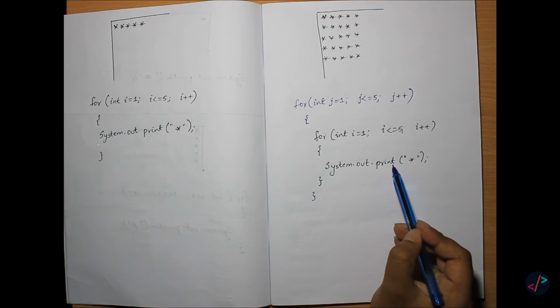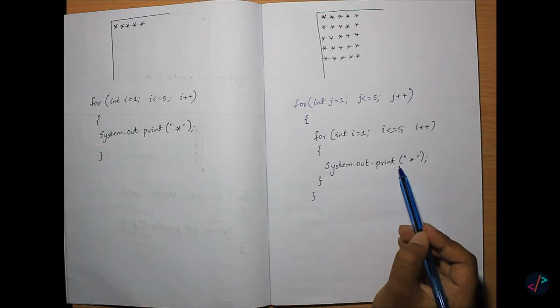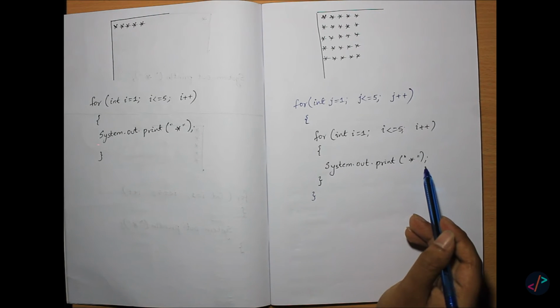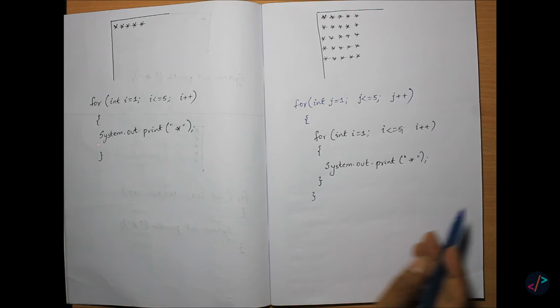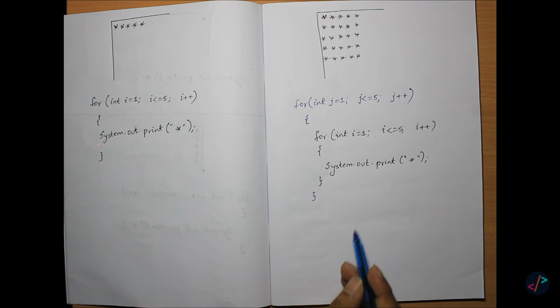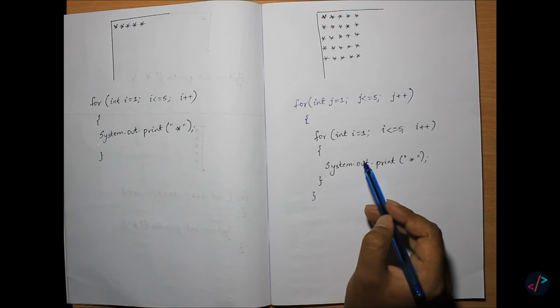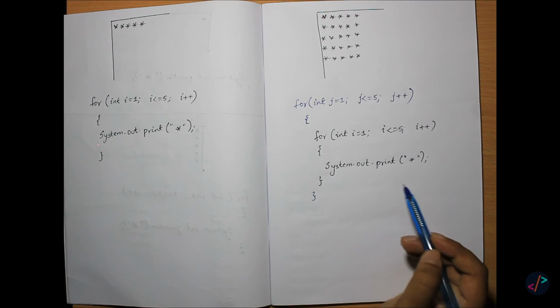So should I replace this print with println? 100% it won't work. Then what to do? After you print, just make the cursor go to the next line. What you have to do is, outside this for loop, the one that I've written in the black pen, outside that for loop, bring the cursor to the next line.